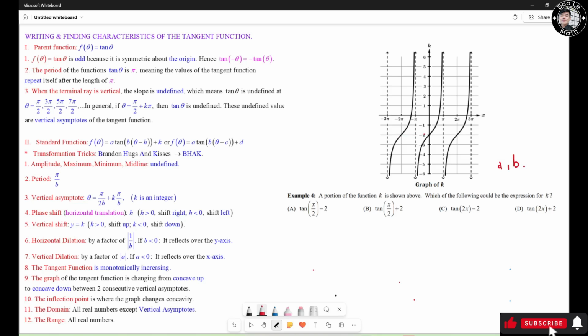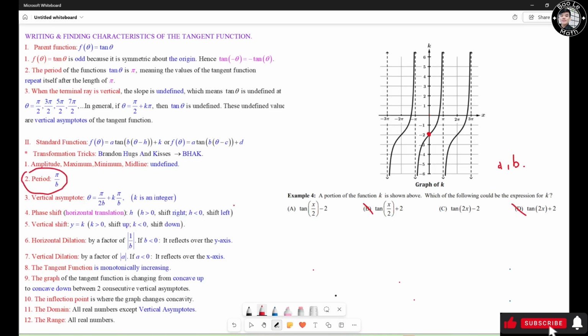We look at the inflection point right here. Normally, it's going to be at the origin. Now, it's shifted down 2 units, so we need to subtract 2. So, we can eliminate some of the choices based on D. Now, we need to solve for B. We use the formula right here.